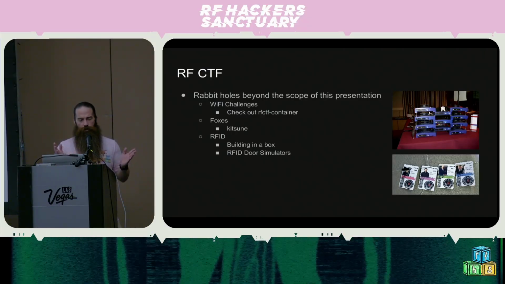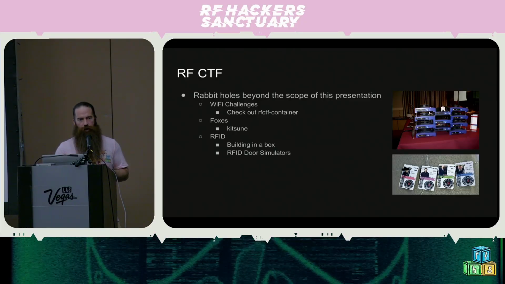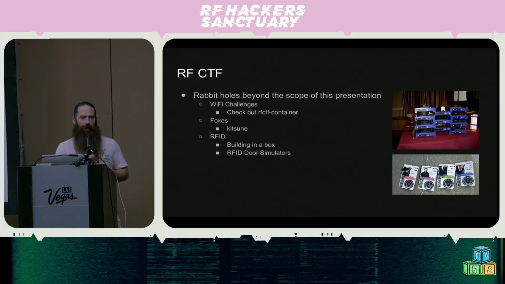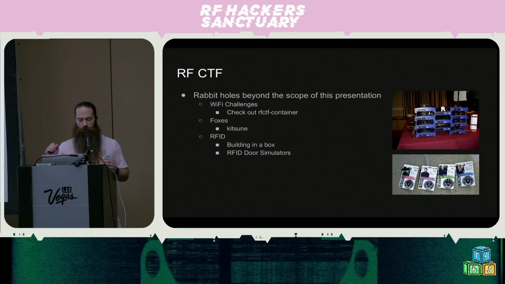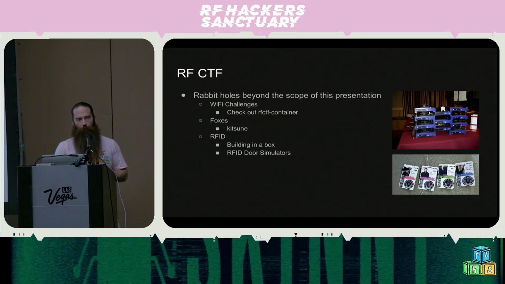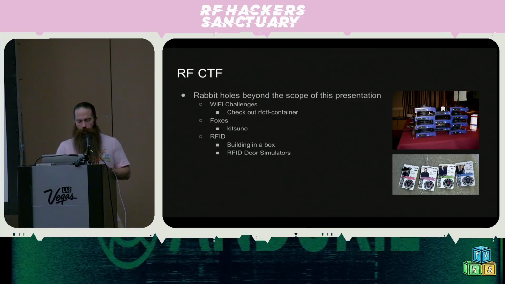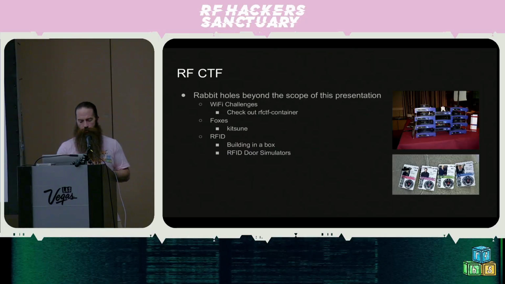And just for reference, with the Foxes, we're talking about the Fox and Hound type challenges. That's where we give a person a wireless transmitter. They go around the conference just enjoying themselves like normal, and then the contestants have to go find that person based only on the information about the wireless transmitter. So the code that we're using right now for that is Kitsune. That's up on our GitHub as well.